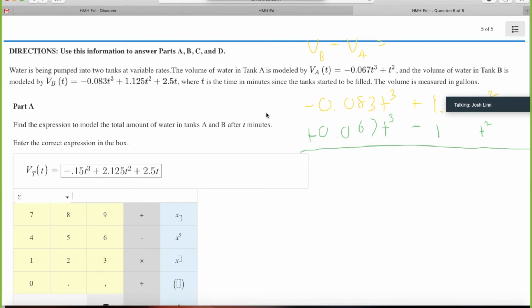So then we're just going to do 0.083 minus 0.067. So then that nonsense minus 1 is just going to be plus 0.125 T squared plus 2.5 T. And there you go.